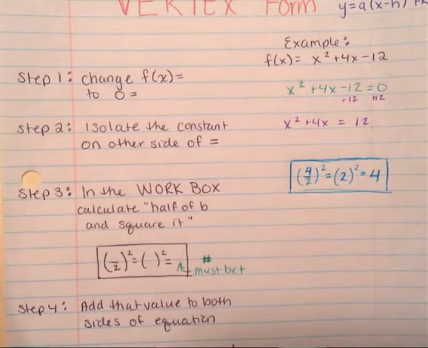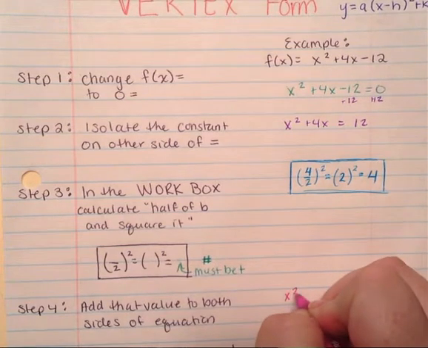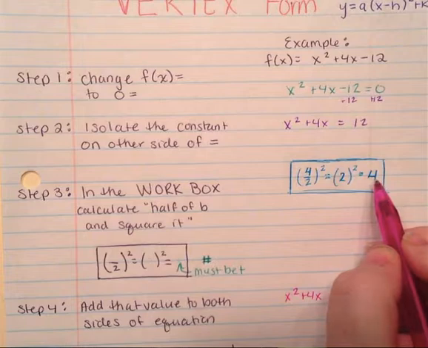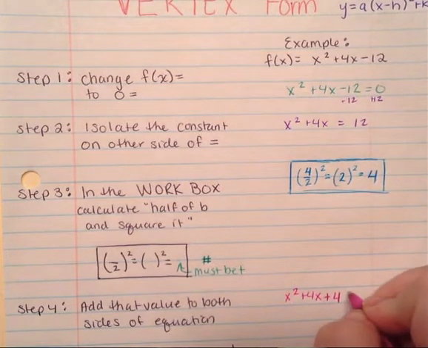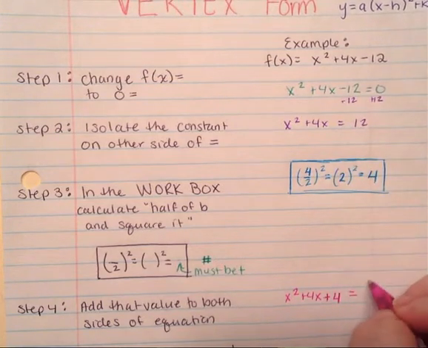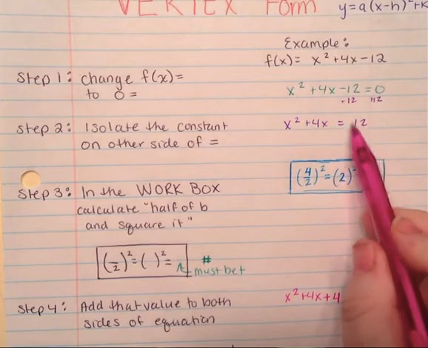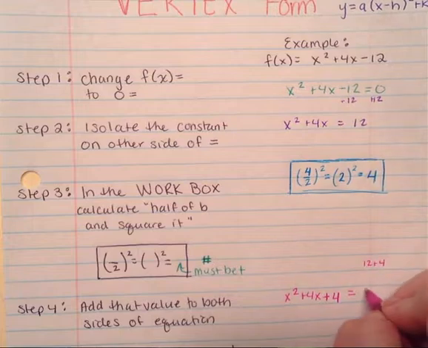So in order to do that, I rewrite this as x squared plus 4x, because that stayed the same, but I'm going to add the 4 to both sides. So I have plus 4 here equals, now I also have to add the 4 to the 12. So this will become, if I do 12 plus 4, because I have the 12 on this side, a positive 12, and I'm adding 4, that will give me a positive 16.